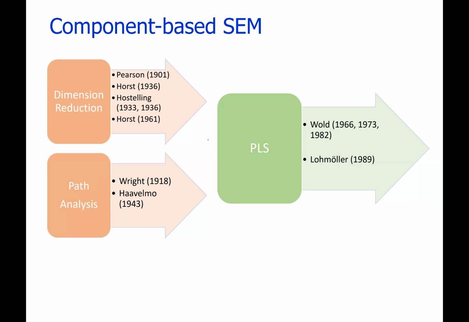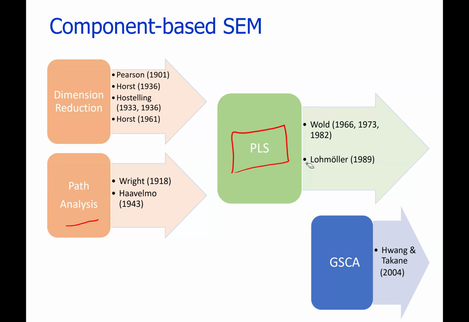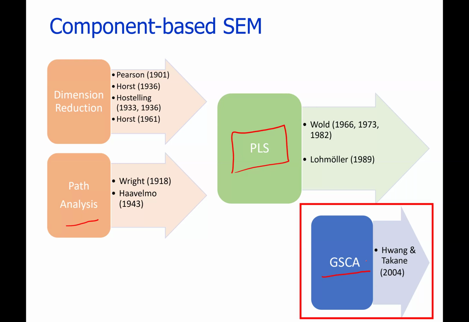On the other hand, component-based SEM combines dimension reduction techniques such as PCA, principal component analysis, or canonical correlation analysis, with path analysis, maybe in the early 70s or late 60s by Herman Wold in Sweden, into a single framework called partial least squares. This method was technically refined by Lohmöller in 1989. This is a very well-known approach to component-based SEM. Then in 2004, another method for component-based SEM emerged, called GSCA, Generalized Structured Component Analysis. As you may expect, this will be one of the main topics of today's workshop.